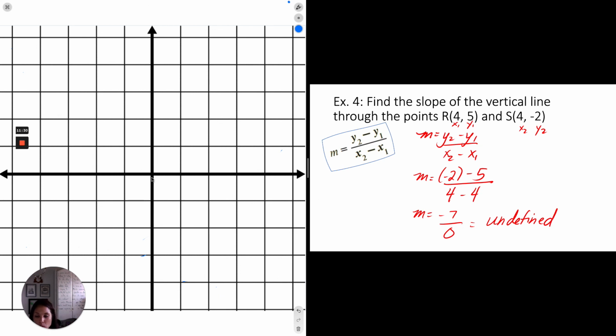Let me show you what these points look like. So our point R is 4 on the x-axis, and then up 5, 1, 2, 3, 4, 5. And then 4 on the x-axis and -2 down. Okay, so this is a straight vertical line. And this would be my answer if you were asked to graph the slope.